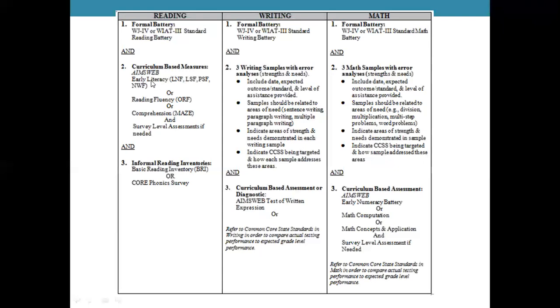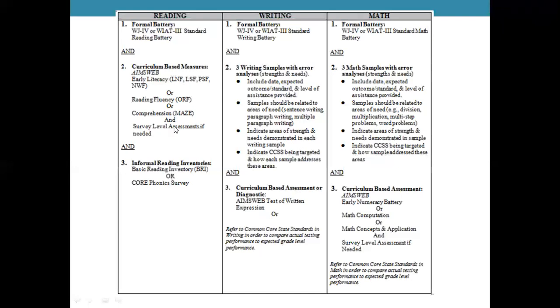If your student is beyond that, so if they're like 2nd grade or higher, you're going to give reading fluency and or comprehension, depending on what you think is most appropriate. And then you're going to see here that it says survey level assessments if needed. We have not yet talked about survey level assessments, so don't worry about that right now. We're going to talk about it next week, but basically survey level assessment means drilling back grade levels until you find that grade level where the student is scoring in more of that average range.